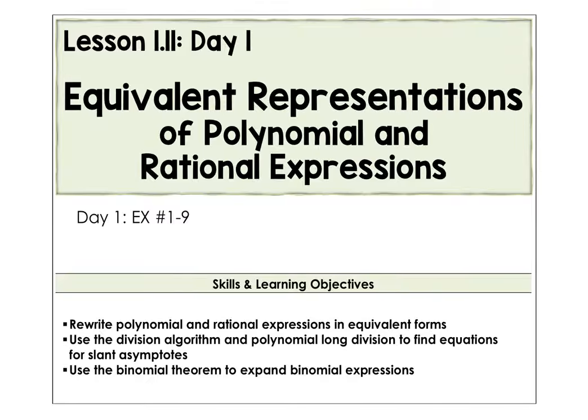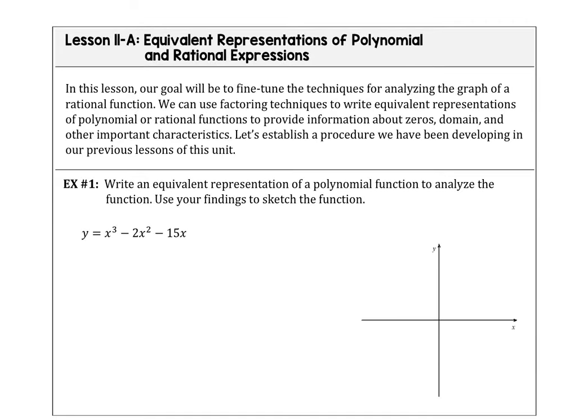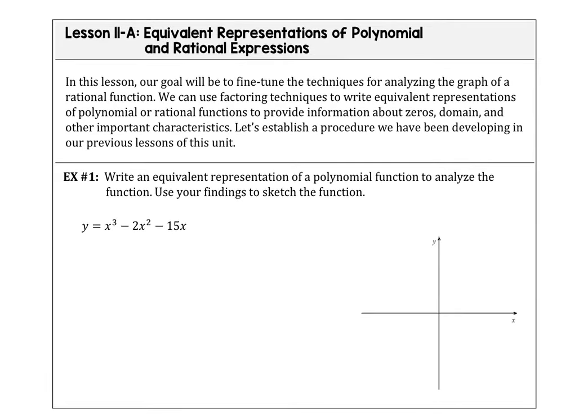We're going to talk about equivalent representations of both polynomial and rational expressions. Our goal is going to be to fine-tune all the techniques for analyzing graphs of rational functions. We can use factoring techniques, and that will help us find the zeros, the domain, and other important features of a polynomial or rational function.